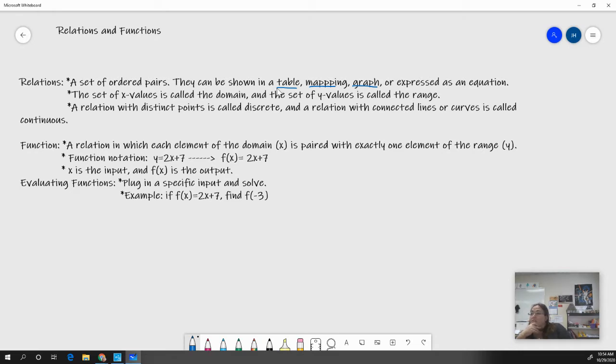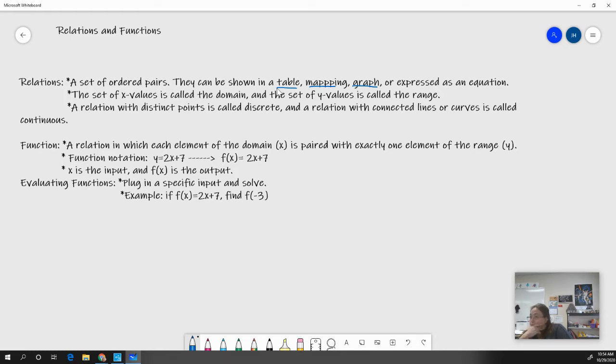A relationship with distinct points is called discrete. So if you see a graph and it's just got points, it would be considered a discrete relation. But a relationship where it's connected and smooth and it flows together and there's points between the points and they're always going to work out, that would be called continuous.